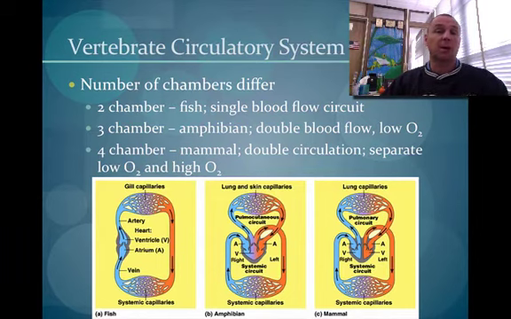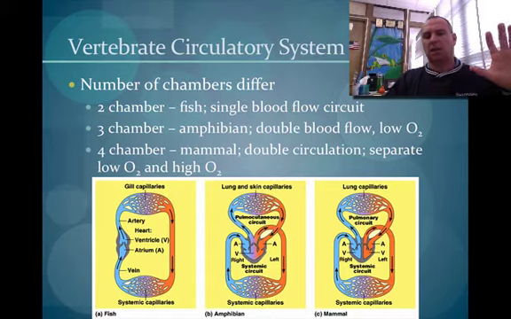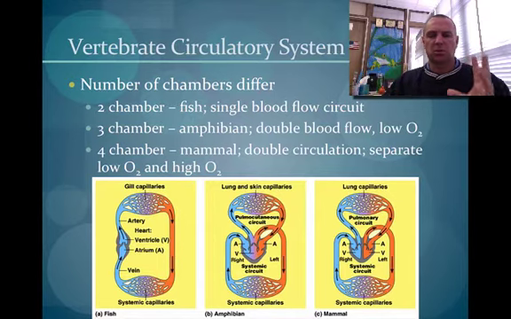Four-chambered heart, of course, like mammals, us, you have this double circulation. You have a separation of the low oxygen from the high oxygen because we have two atria and two ventricles. The right side of our heart, the atrium and the ventricle, have low oxygen. The left side of our heart, the atrium and the ventricle, have high amounts of oxygen. And these are going to be used to carry oxygen around the entire body.